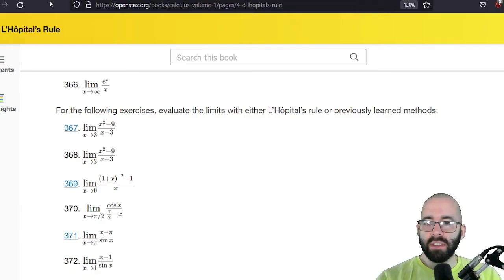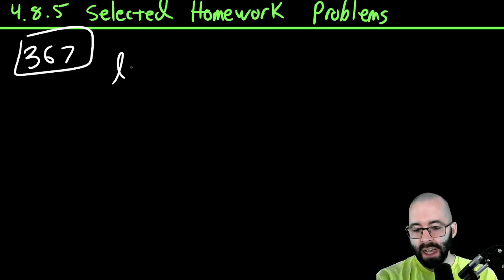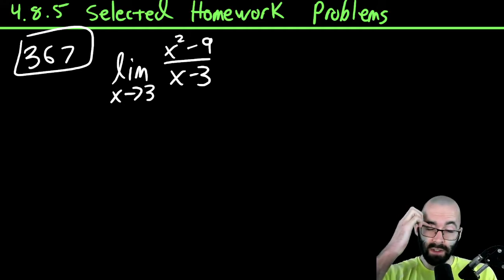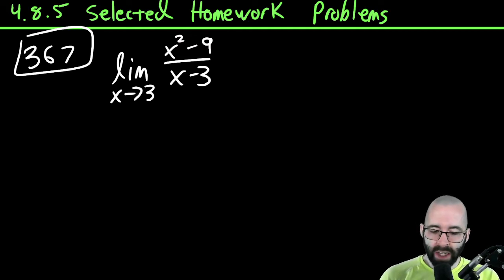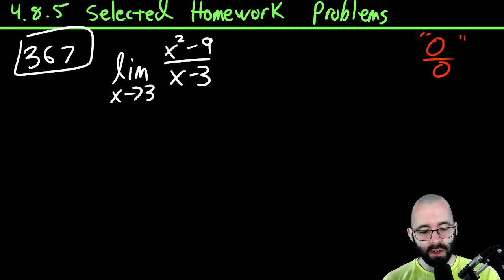367 in the textbook says, evaluate the limits with either L'Hopital's rule or previously learned methods. So it doesn't tell us which one to use. It wants the limit as x goes to 3 of x squared minus 9 over x minus 3. We did this one in the lecture as well, but I want to make another point. Direct substitution does not work. If we use direct substitution, we're going to get 0 over 0, an indeterminate form.